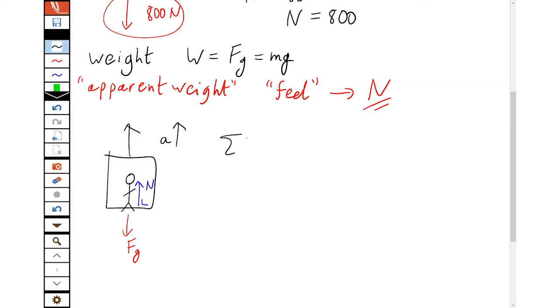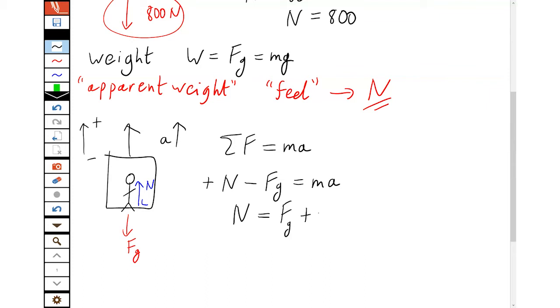And the sum of all the forces is equal to the mass times the acceleration. And remember, in y, up is positive, down is negative. So I've plus the normal force up minus the weight down is equal to the mass times the acceleration. So the normal force, my apparent weight, is my actual weight plus the mass times the acceleration of the elevator.